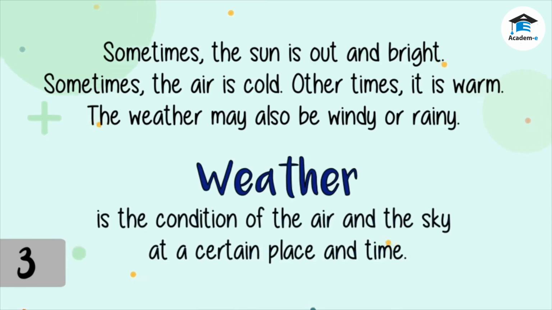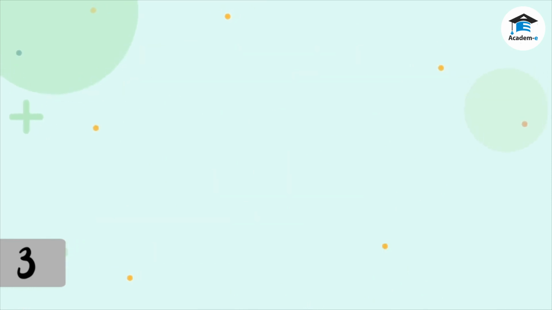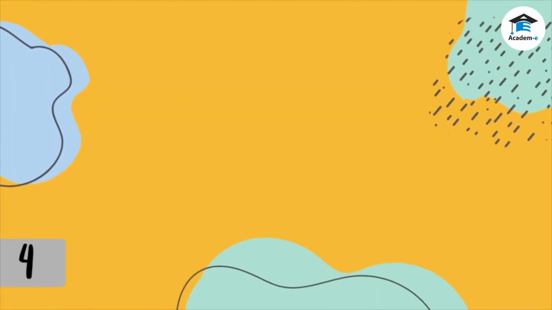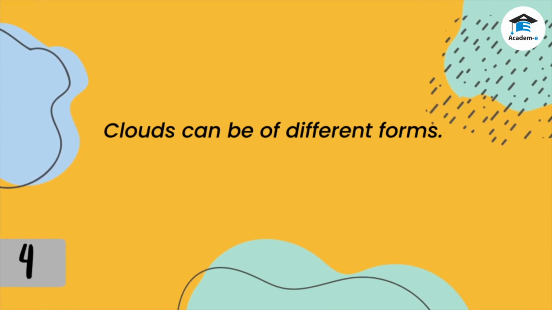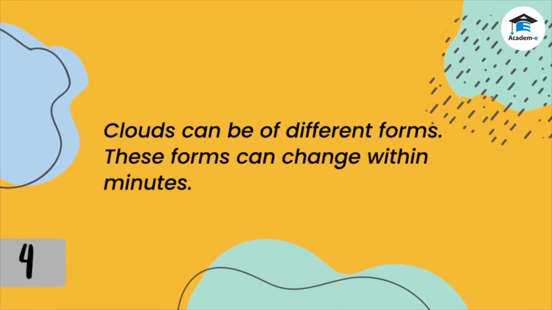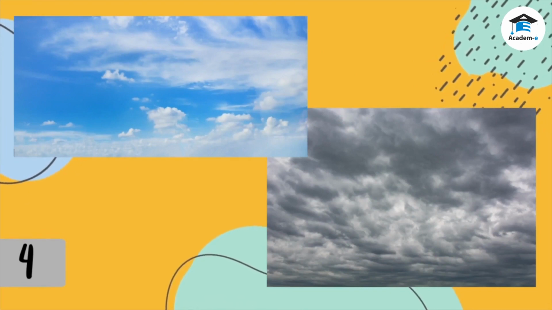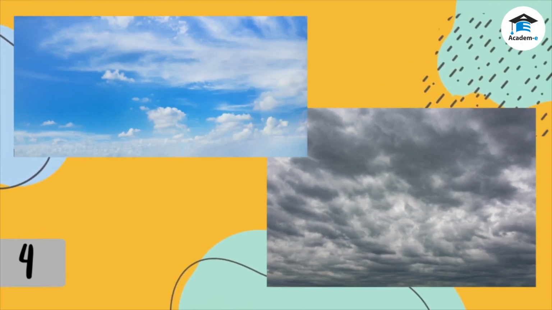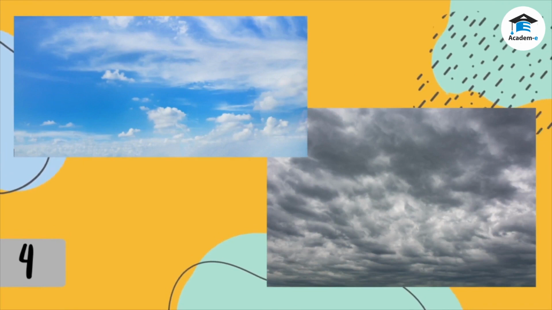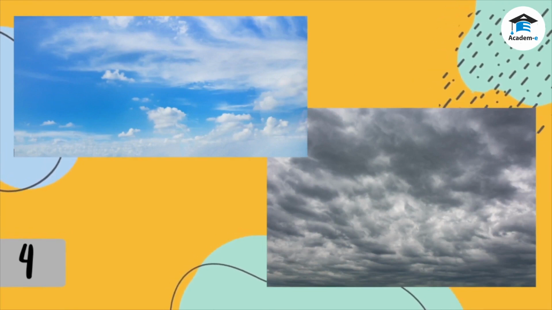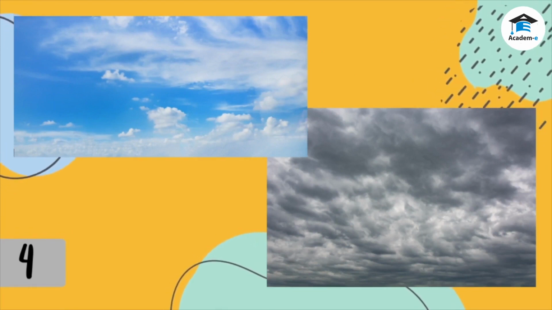Is the weather the same from morning until evening? This week, you will learn how you can tell the weather condition by looking at the clouds in the sky. Clouds can be of different forms. These forms can change within minutes. Look at the different clouds. It is fun to play outside on a sunny day when there are some clouds in the sky. Which picture shows that it is a nice day to play outside? Which picture tells you to stay home and play indoors?